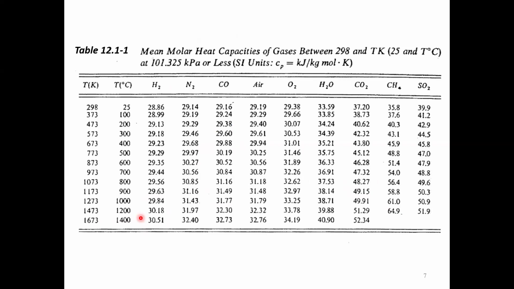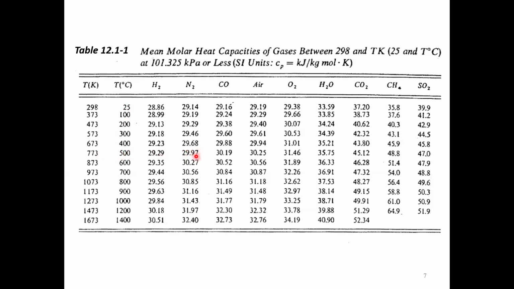Okay, so this table provides the heat capacity for gases at different temperatures, all right? What is shown over here is the mean molar heat capacity between 298 and any temperature shown over here. So what this means is, let's consider nitrogen for example. This shows the heat capacity of nitrogen at 25 degrees centigrade, and let's consider this row, 500 degrees centigrade.